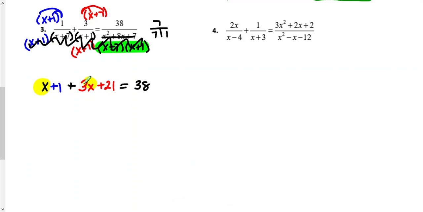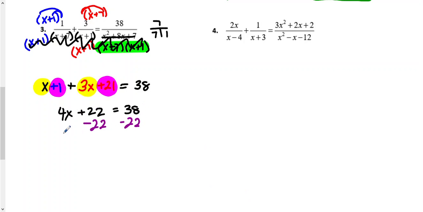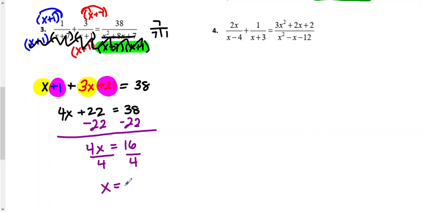So I'm going to combine my like terms. So I have x plus 3x, which gives me 4x. And I also have 1 plus 21, which gives me a positive 22. Still equals 38. Then to solve, all we have to do is subtract 22, which leaves me with 4x to equal 16. Divide by 4, we get x to equal 4.